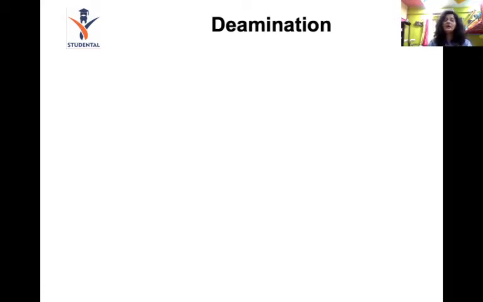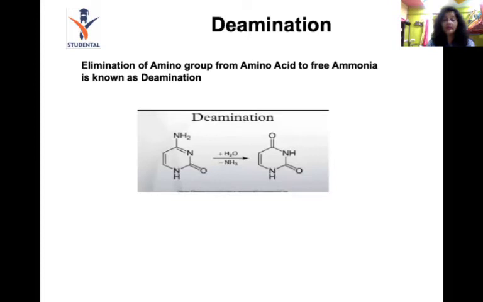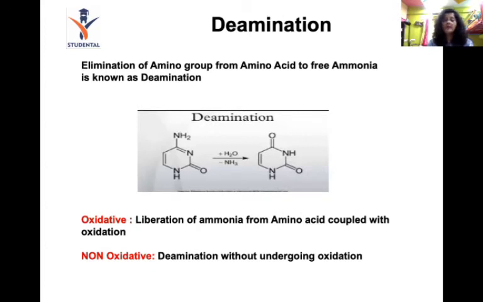Now let's move to another important reaction, that is deamination. As its meaning says, the D means removal of the amino group. So this process involves elimination of the amino group from an amino acid as free ammonia. Here you can see the amino group is removed and the amino acid is converted into a keto acid. Now in our body many types of deamination occur, but predominantly we are going to study two types of deamination, that is oxidative deamination and non-oxidative deamination.